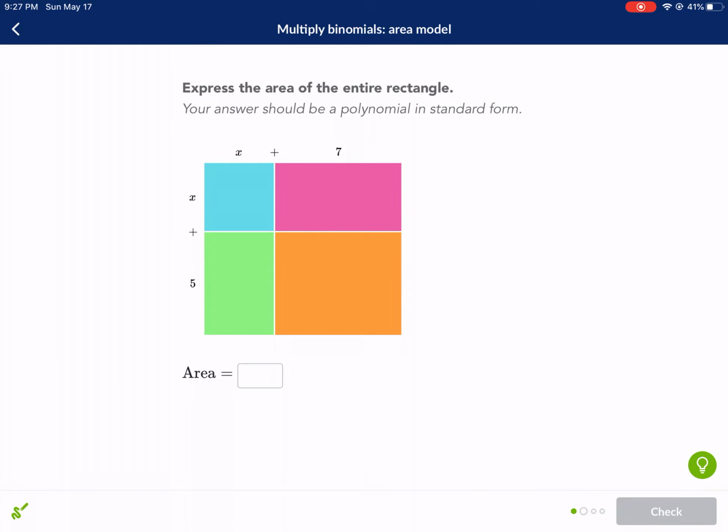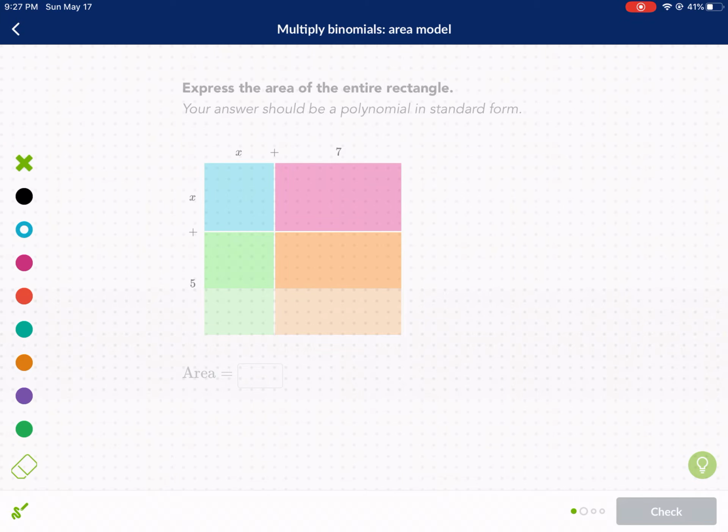All right. Doing great. Same thing here. I'm going to speed this up a little bit. So I'm going to have x times x. That gives me x squared. Pink: 7 times x, we get 7x. Green: we get x times 5, 5x. Orange: 7 times 5, 35. Now, this is like Captain Planet. When our powers combine, we get x squared plus 7x plus 5x plus 35.